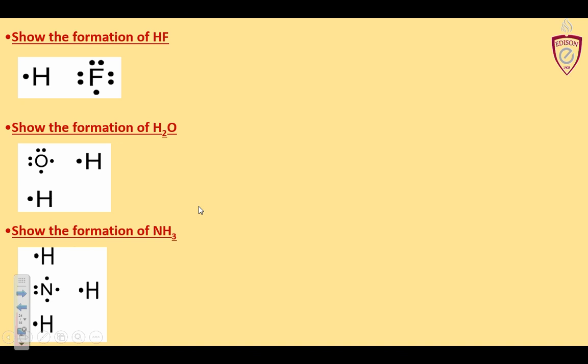Okay, so a simple example. We're going to color code these all along the way. The first thing you've got to do is count the electrons you start with. In this case, I have 1, 2, 3, 4, 5, 6, 7 here and 1 here, so a total of 8 electrons that I'm starting with.